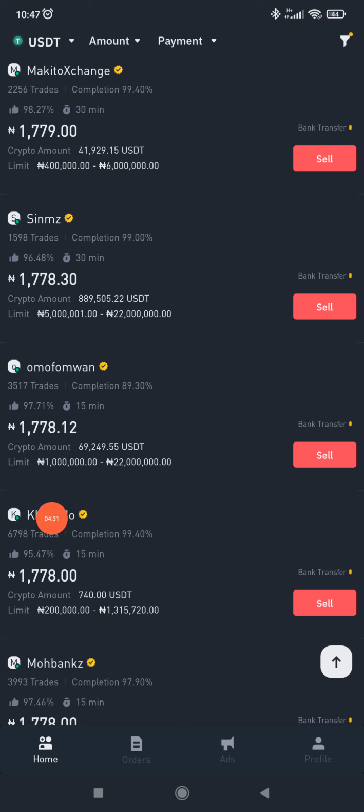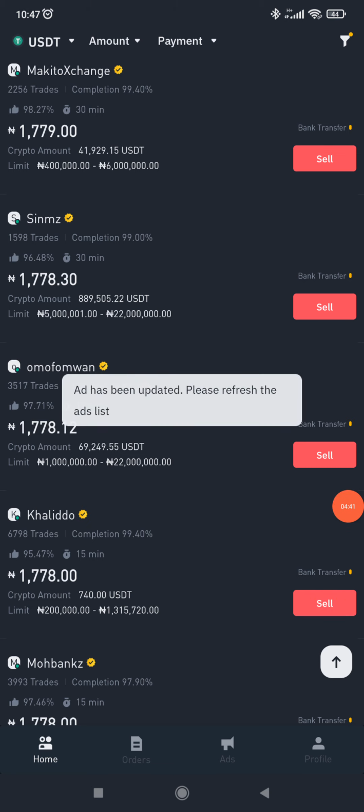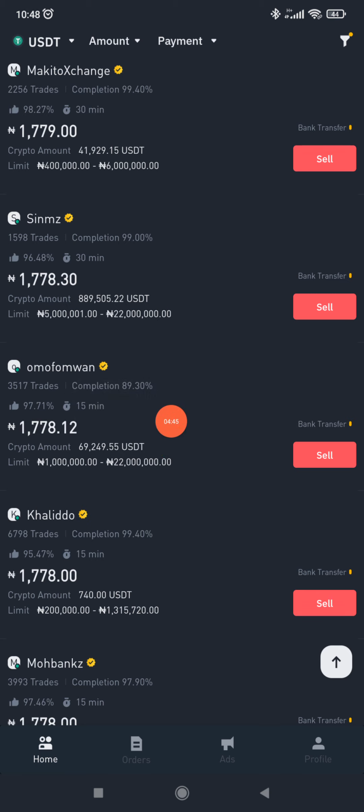So once you check out the trades, amount of trade completion, the rate, you're okay with the rate, and you fit the limit, you can now come here and tap on sell. Now once you tap sell, let's do that. Okay, now you see this ad has been adjusted. A couple of times you get that error message that just popped up. It says ad has been adjusted.